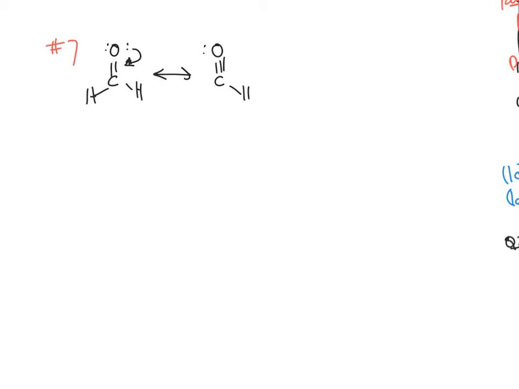So what's the problem here? Carbon has 1, 2, 3, 4, 5, 6, 7, 8, 10 electrons. This is an octet violation. Let's go to the next one.